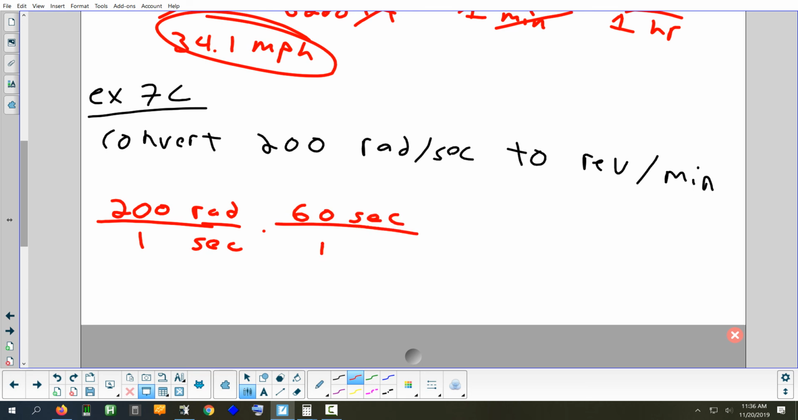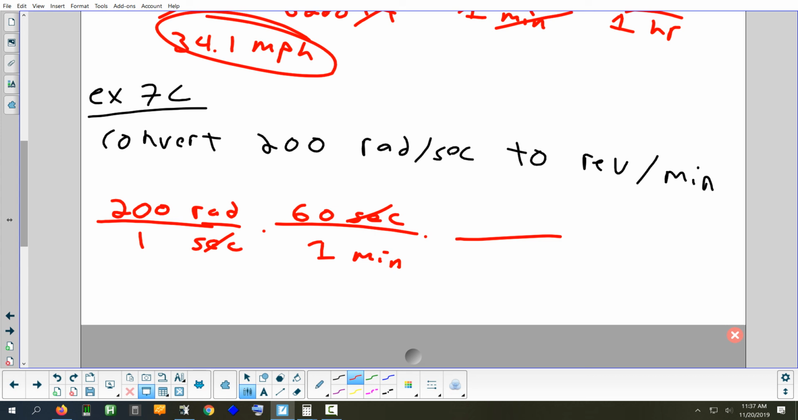60 seconds in a minute. Now I have to get radians to revolutions. This is a conversion you would have to know. How many radians in a revolution? 2 pi. If you didn't know that, you could start with, well, I know how many degrees are in a revolution, 360, and then change 360 to radians by hand. That's a lot longer way to do it. But 2 pi radians in 1 revolution.